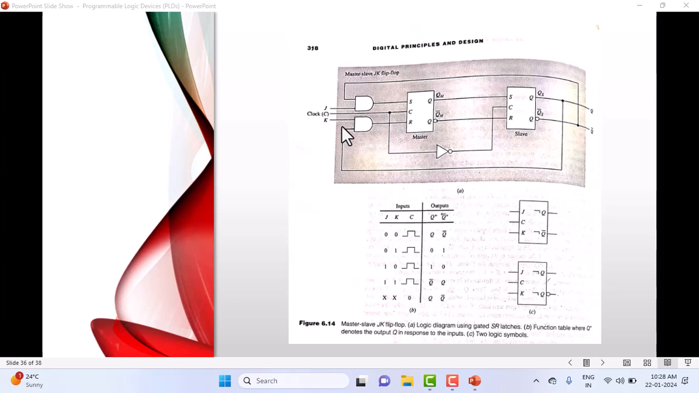Whenever you have 1 and 1 at the J and K inputs, and the clock is 1, the flip-flop will go into the toggle mode. Toggle means previously if you assumed 0, the next state becomes 1. Previously if you assumed 1, the next state becomes 0. And it keeps on toggling. It doesn't remain in one particular state. It becomes 1, 0, 1, 0, 1, 0 like that.